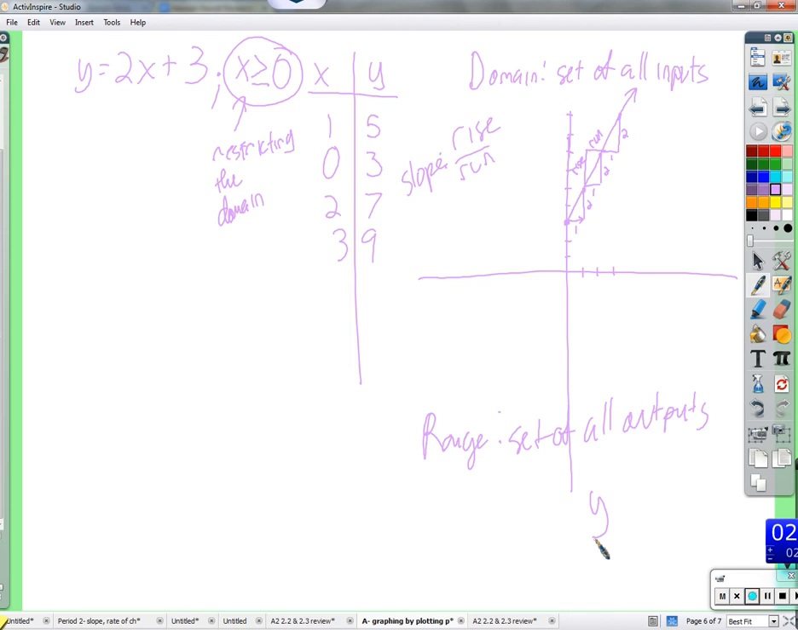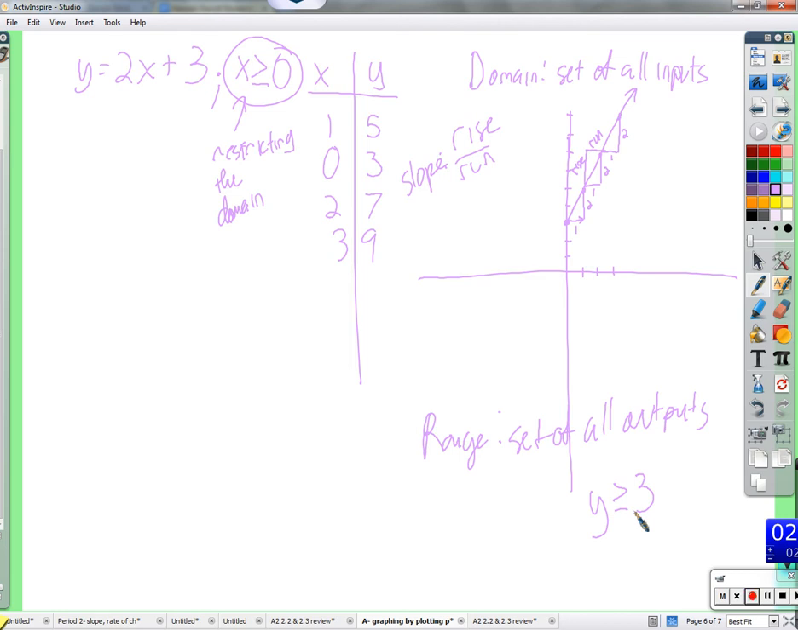Can get 3 and above. 3 and above. How do we say that with math symbols? How do we say it with x? Aiden? You could do like x greater than or equal to 3. Greater than or equal to 3, but it's y. Ooh, over greater.